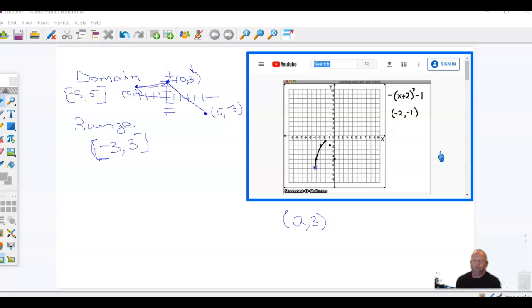Now, let's check the reason I made a mistake, and why I should have been thinking negative 5. If we plug in 0, we should get negative 5 out of it, because 0 plus 2 is 2. 2 squared is 4. 4 times negative 1 is negative 4. That's why I should have been counting negative 4 minus 1 is negative 5. So that worked.